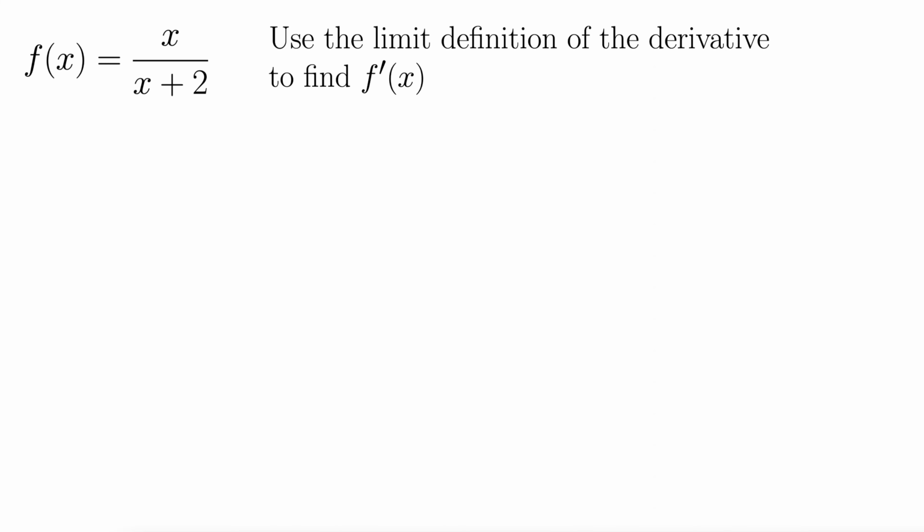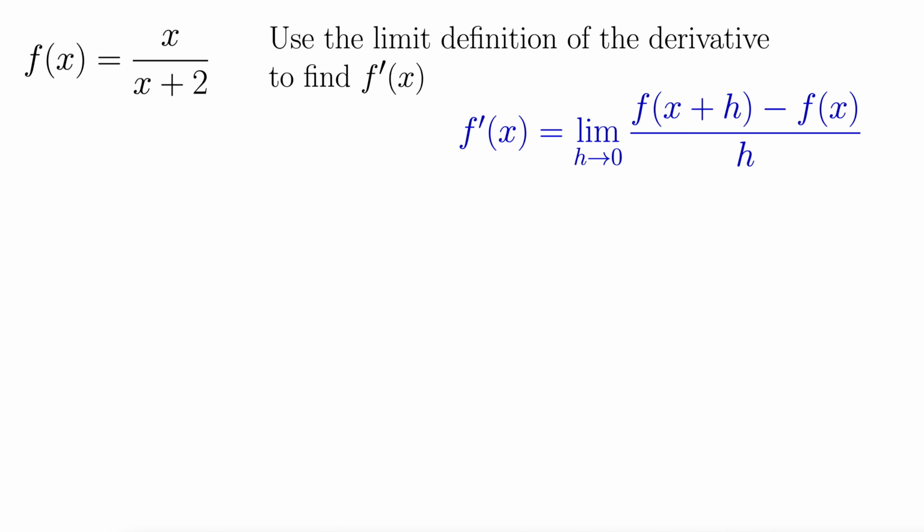In this example, we want to use the limit definition of the derivative to find the derivative of f of x equals x over x plus 2. Okay, so the first step is to bring up that limit definition of the derivative. The derivative is the limit as h goes to 0 of f of x plus h minus f of x, all over h. So let's evaluate this thing.